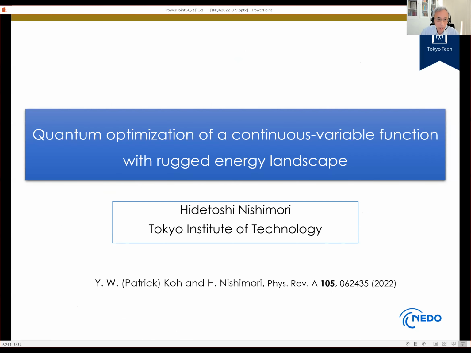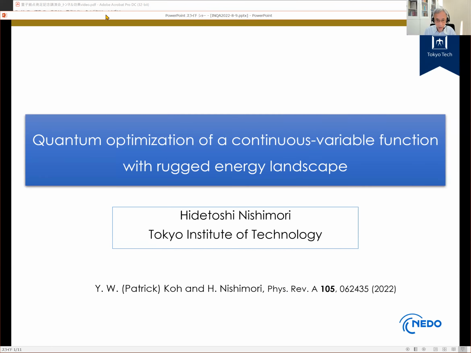So I will talk today about quantum optimization or quantum annealing of a continuous variable function in one dimension with rugged energy landscape. I'm Hidetoshi Nishimori from Tokyo Institute of Technology. This is joint work with Patrick Coe, and the paper has already been published in Physical Review A, written here. And this work is funded by NEDU.